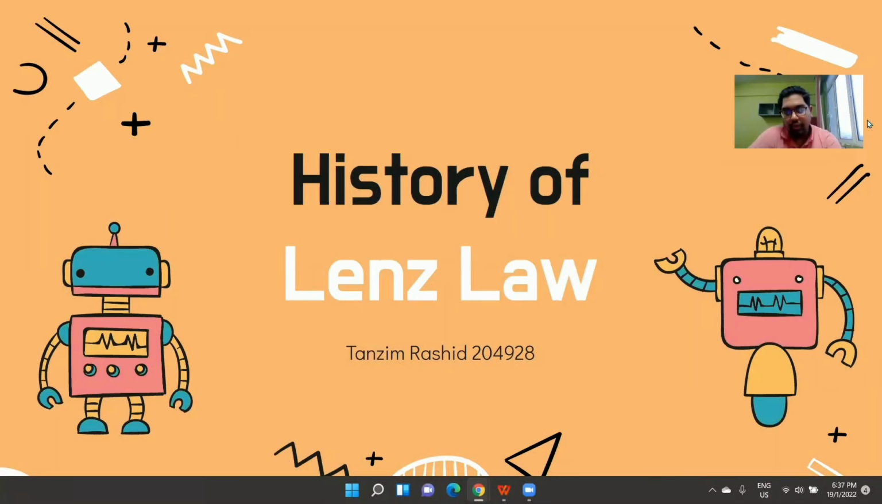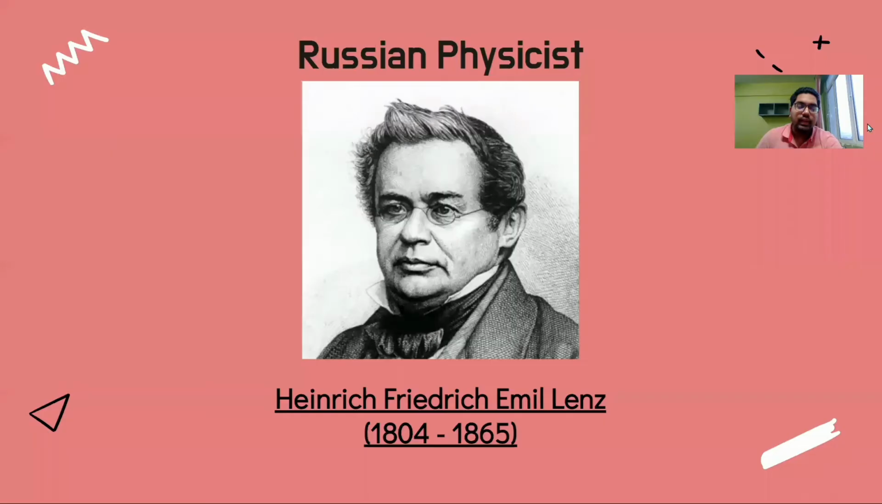Thank you. Hello, Assalamualaikum. My name is Muhammad Tanjim Rashid and my matric number is 204928. For our group presentation today, I'll be presenting a brief history of Lenz's law and the person who discovered it. Lenz's law is named after the very person who first discovered it. In 1834, Heinrich Emil Lenz first discovered Lenz's law while researching electromagnetism. The Russian scientist was born in Dorpat in 1804.